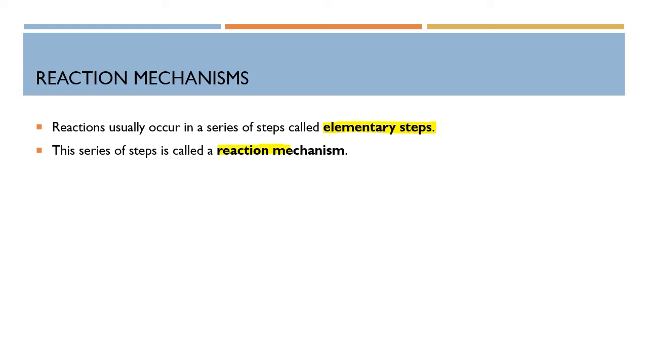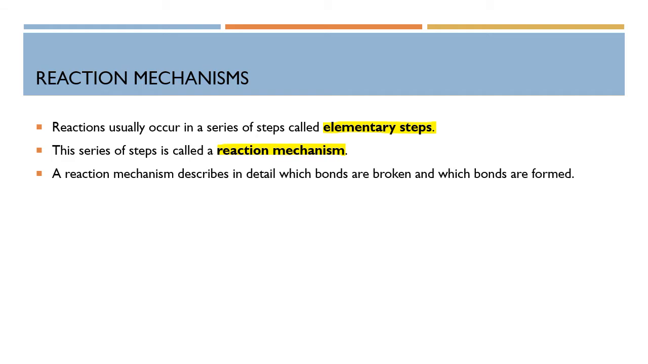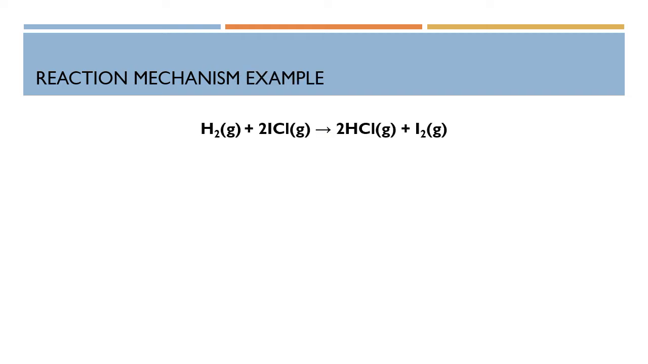So in this video, we're going to take a look at reaction mechanisms and the consequences of steps having different speeds. A reaction mechanism describes in detail which bonds are broken and which bonds are formed. Let's take a look at this reaction. We have hydrogen plus iodine chloride gives us hydrogen chloride plus iodine.